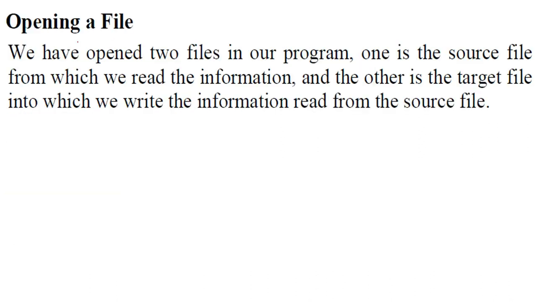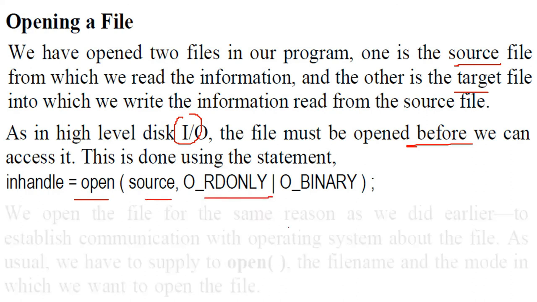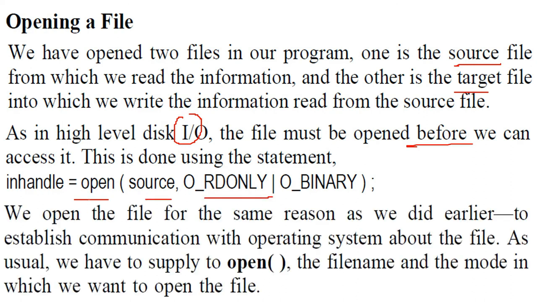When you want to open a file, we have opened two files, one is the source file and one is the target file. So we need certain information on how to open them. At the high level disk IO, the file must be opened before we can access it. This is done using open, source, O_RDONLY and O_BINARY. When we open the file, for the same reason, this is establishing a communication with the OS about the file, and we have to supply to open what?